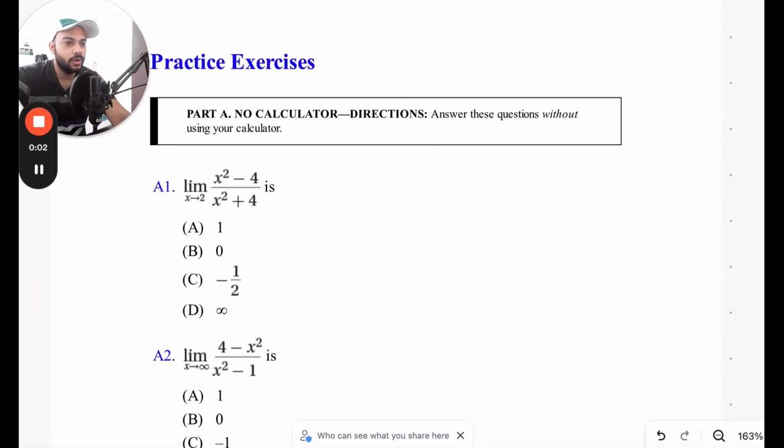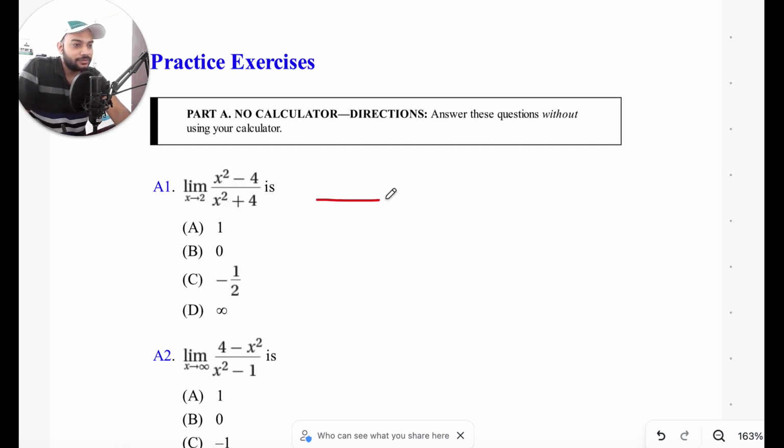So question number 1, limit x tending to 2 of (x squared minus 4) over (x squared plus 4). We can directly put the value of 2 in place of x because we can see that the denominator is not getting undefined for sure. Putting x as 2 in the denominator, we get 4 plus 4 is 8. In the numerator, 4 minus 4 is 0. So the limit is 0.